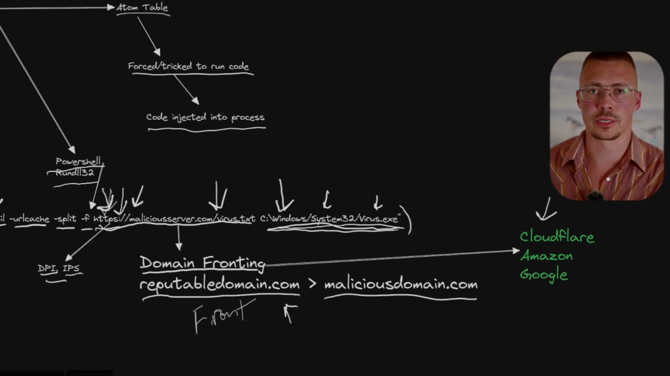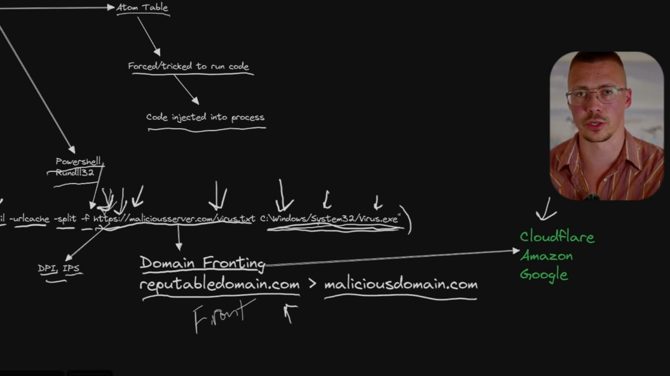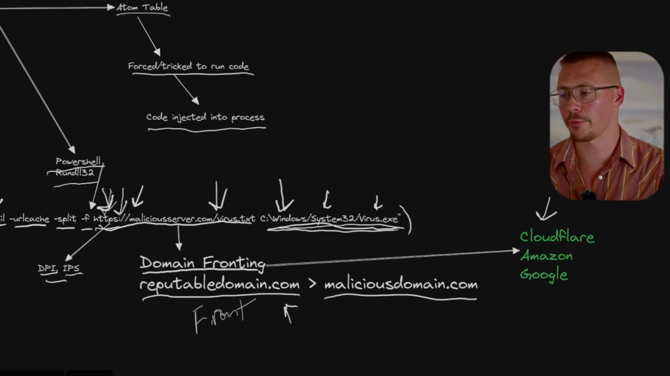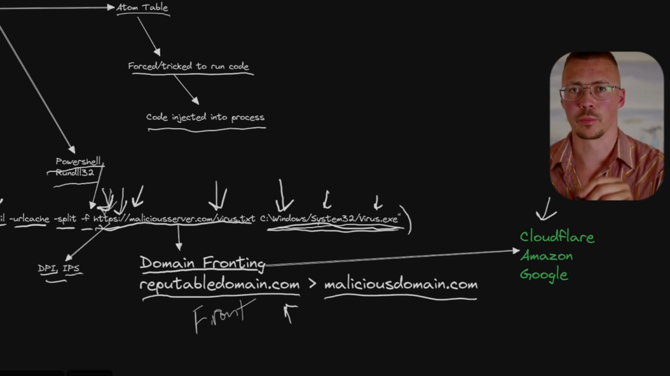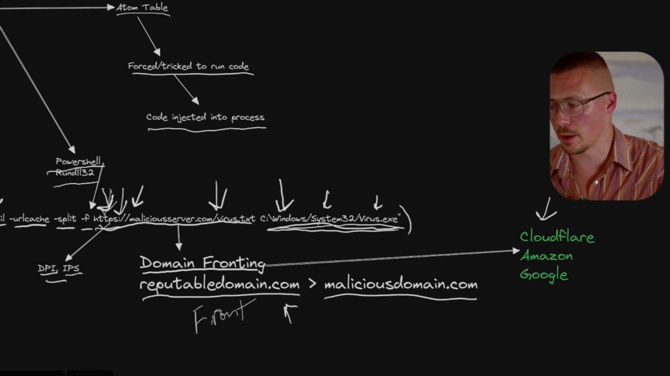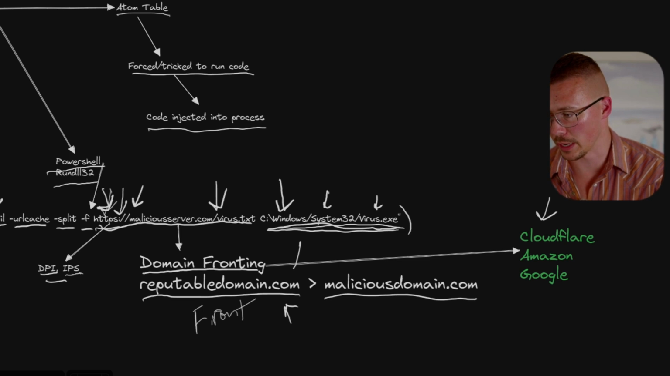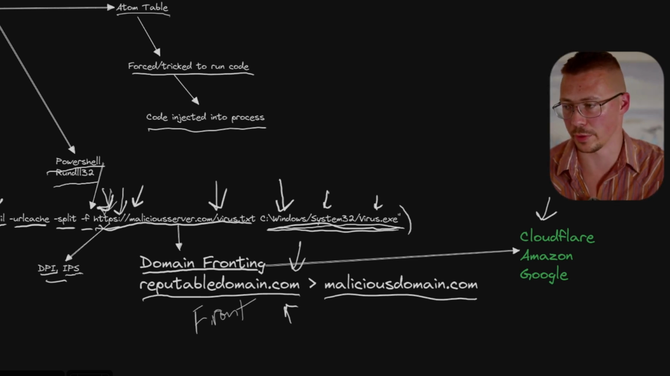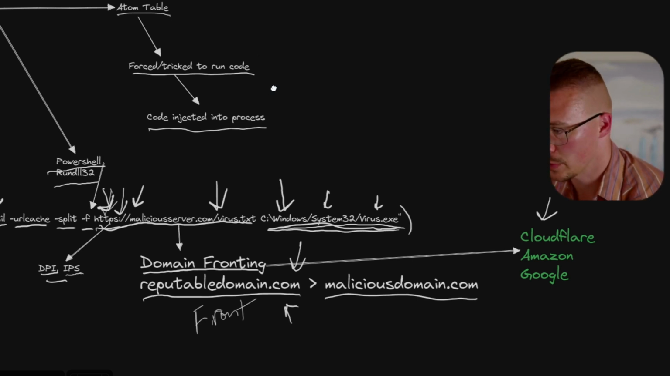Then once that connection is established, the backend domain, which is basically the malicious server, is able to send traffic to the computer, but it looks like that traffic is coming from the legit domain here. So that's just a very brief example. This stuff is super in depth, and I'm trying not to get too far into the weeds here.